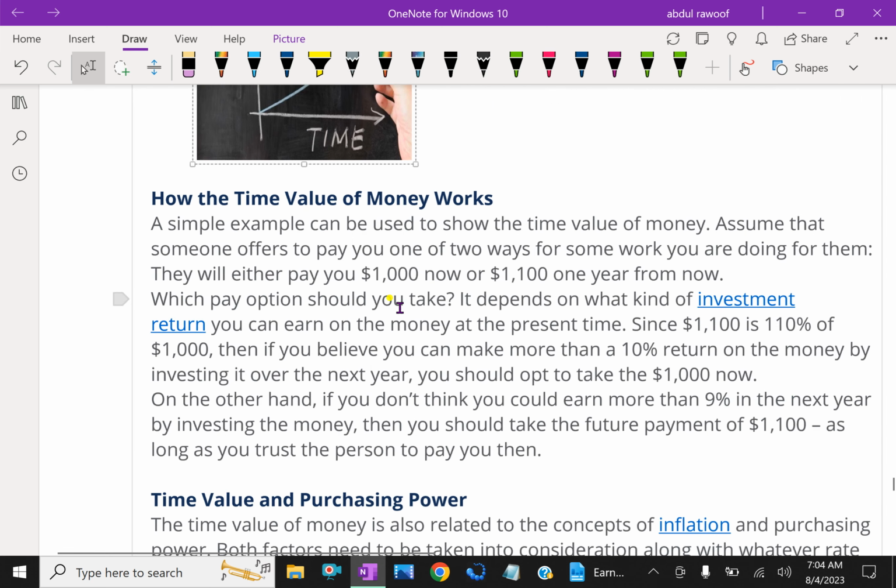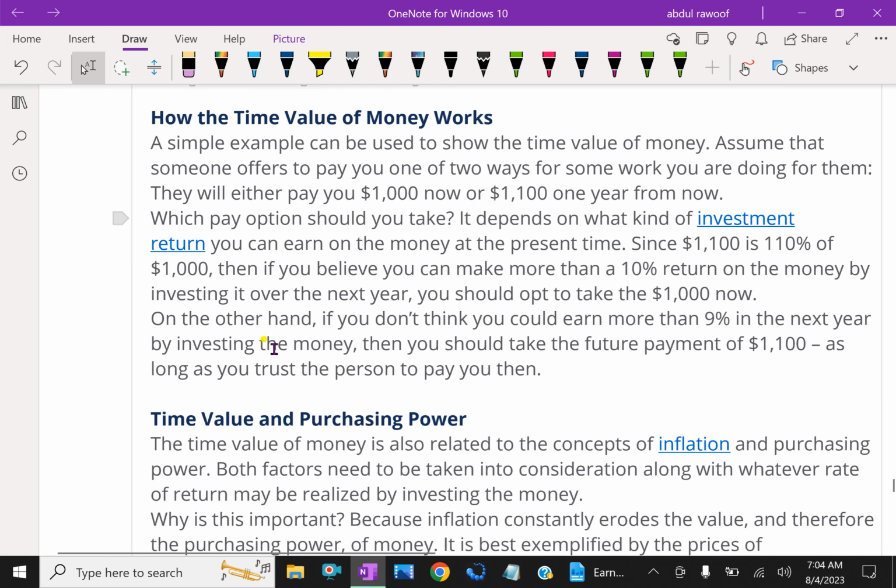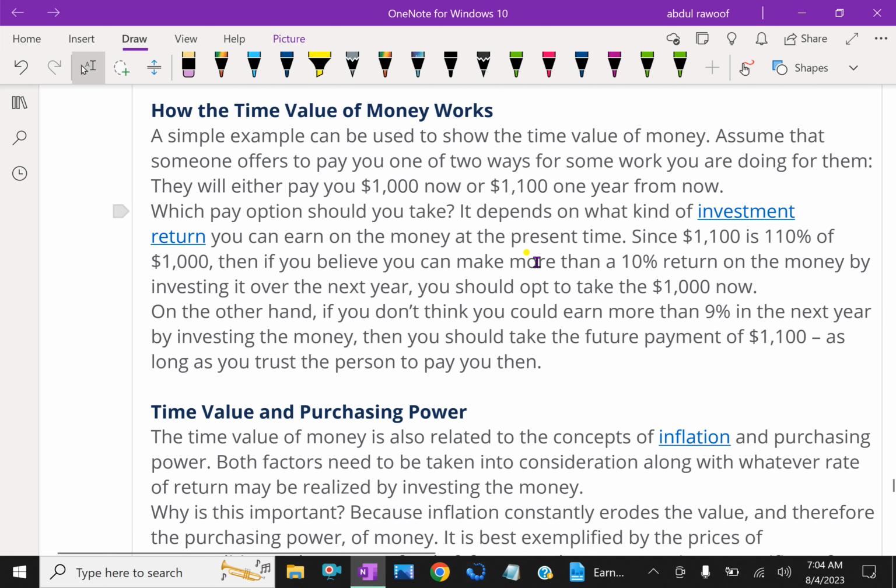How does the time value of money work? A simple example can be used to show the value of money. Assume that someone offers to pay you in one of two ways for some work you are doing for them. You will be paid either rupees 1,000 now or rupees 1,100 1 year from now. Which pay option should you take? It depends on what kind of investment return you can earn on the money at the present time.